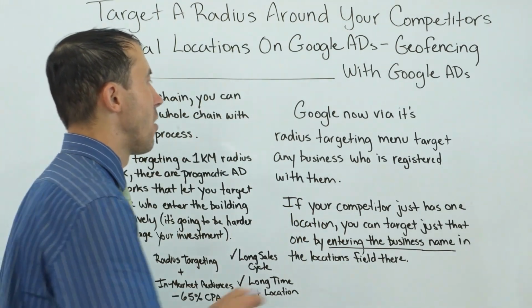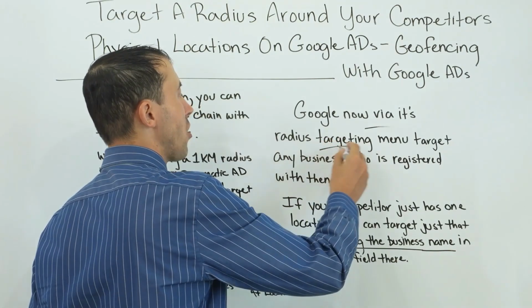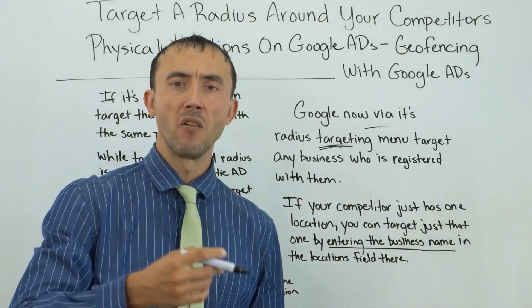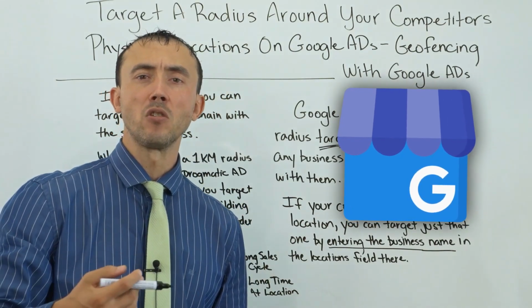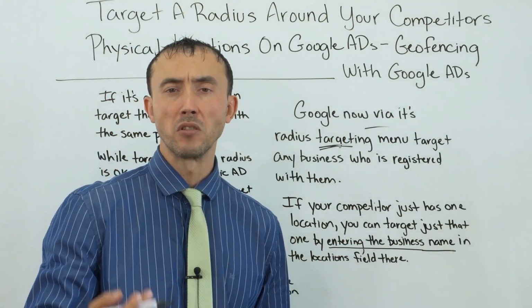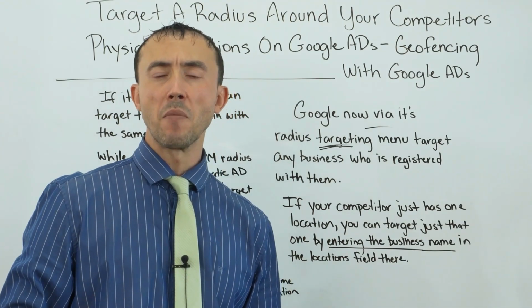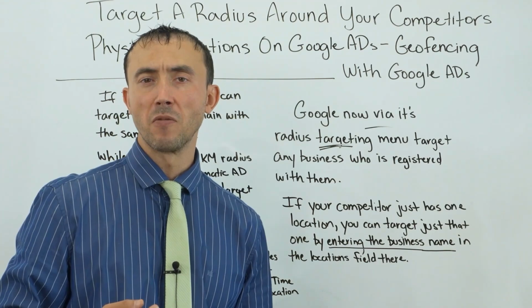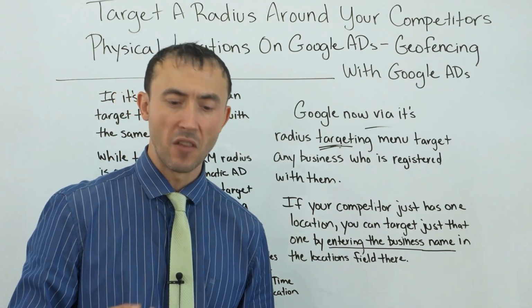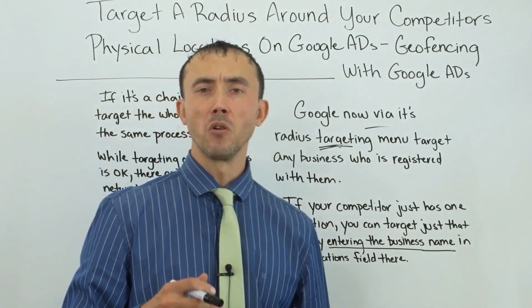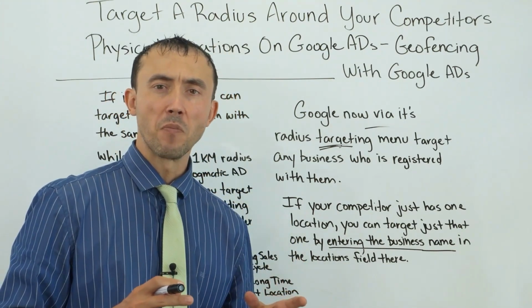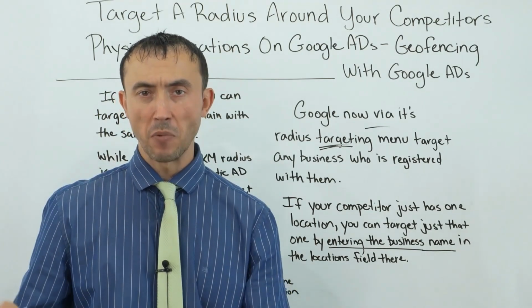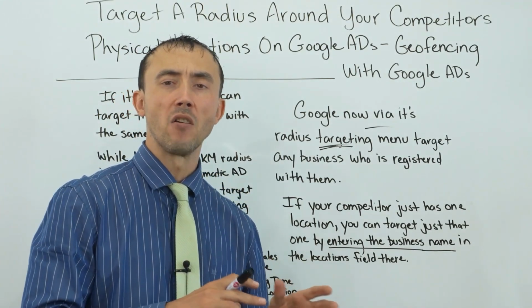Getting into it here. Now, Google via its radius targeting menu will let you target any business that's registered with them through Google My Business, as they used to call it, or Google Business, or having a Google Business profile. This is something new that's come up. I don't know exactly when they implemented it because there's no official documentation or press release from Google saying they implemented this, but if you've set up your Google Business profile, you can target a radius around that particular business through your Google Ads account.